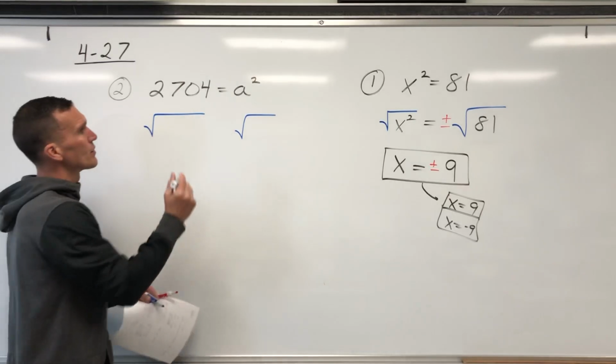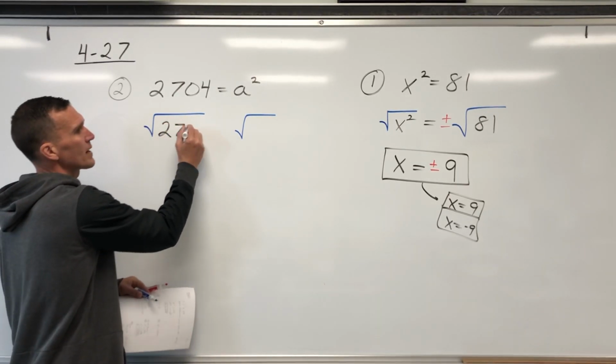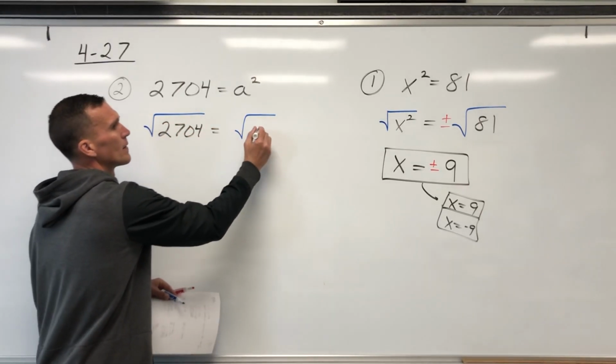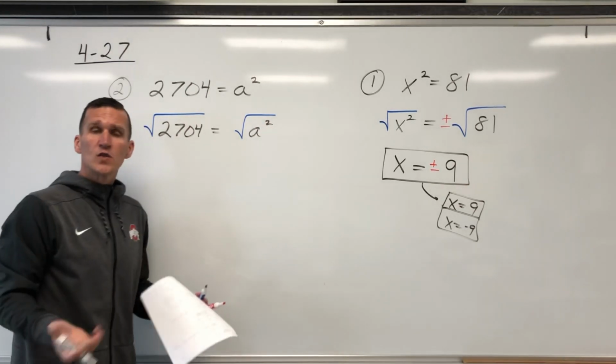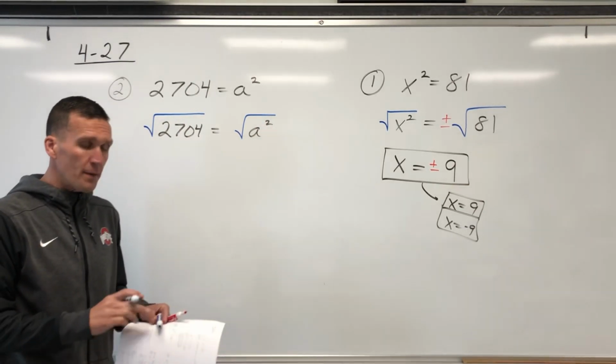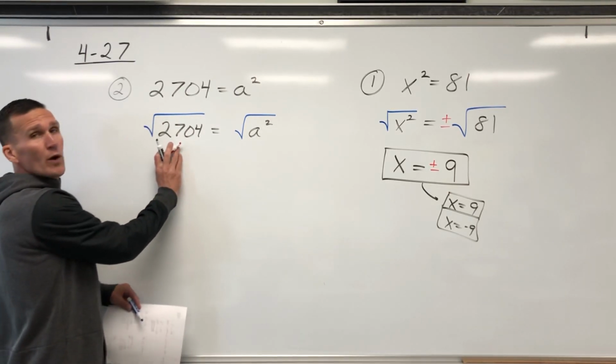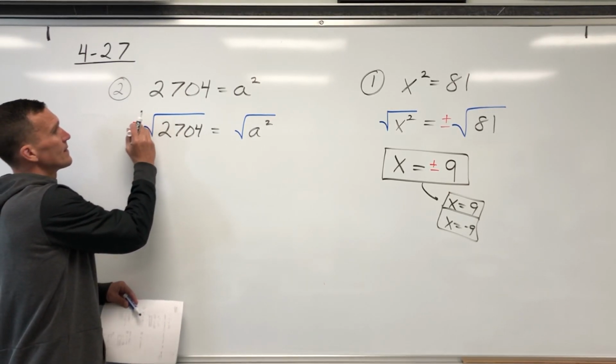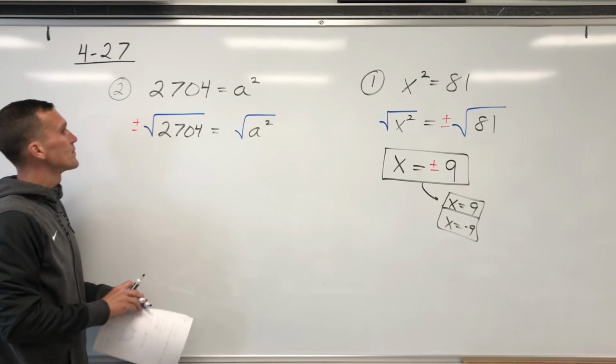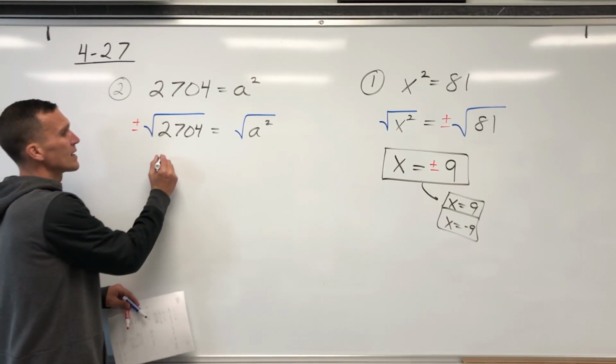Just like to do a little color coding here, so I got to switch my pens back and forth. And all I did was I square rooted both sides, and that was fair. But I have to remember that very important piece. The square root of the number side, I have to put plus or minus. So I have on the left side plus or minus.